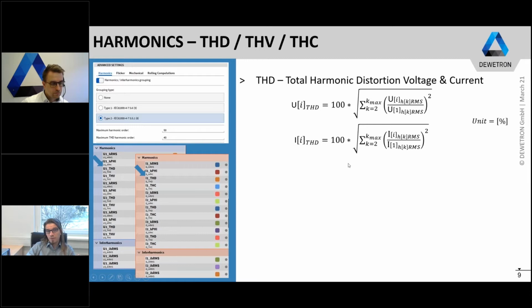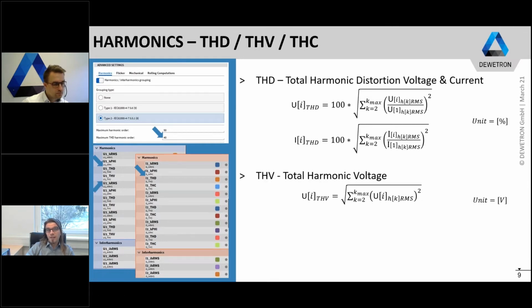In short, how is the THD calculated? On the numerator side, you sum up the harmonics starting at the second harmonic up to the maximum specified harmonic order. And on the denominator side, you will find the first harmonic order. So you calculate the relation between them, calculate the square, sum it up, and calculate the square root, and then you have the THD. By multiplying it with 100, you will get the THD in percentage. That's the calculation for the voltage. The calculation for the current THD is the same, with the only logical difference that you don't use the voltage harmonics, but the current harmonics instead, on the numerator and on the denominator side.